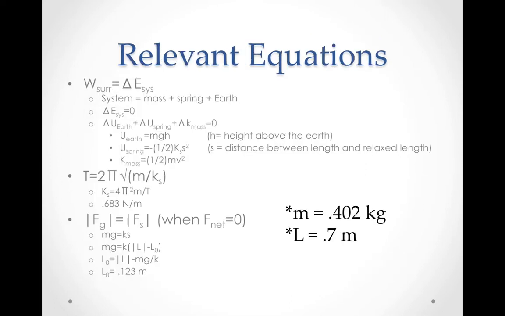Here are some relevant equations that we're going to use in this lab. For this lab, we chose a system to be the mass and the spring and the earth. That way, the change in energy of the system is equal to 0.